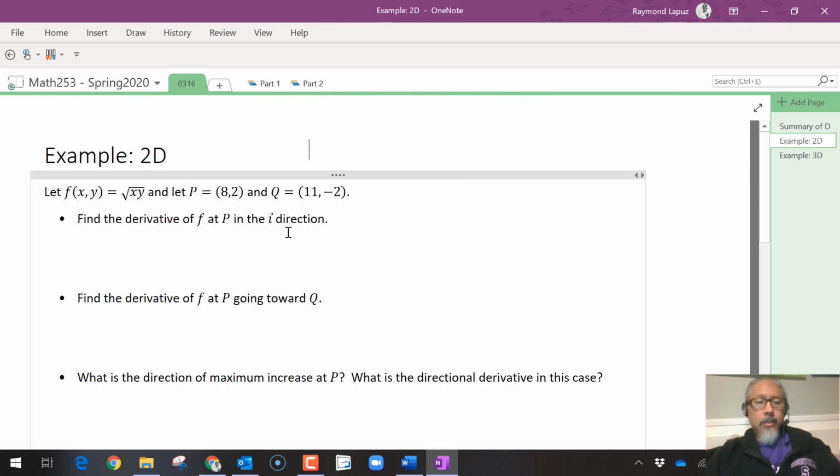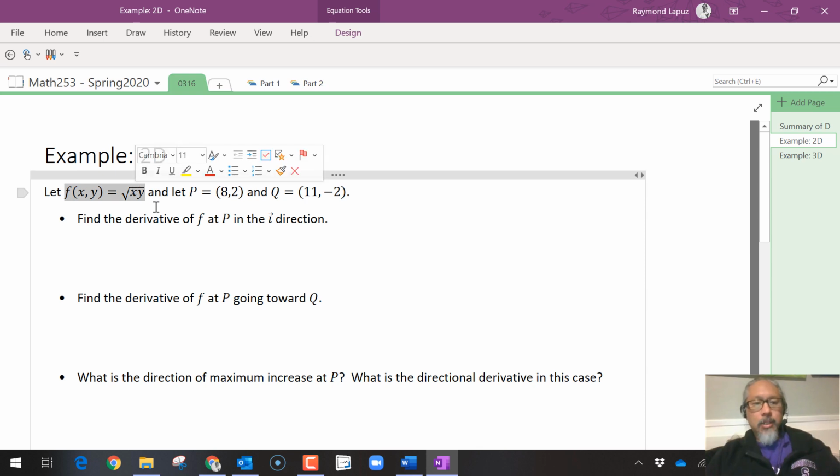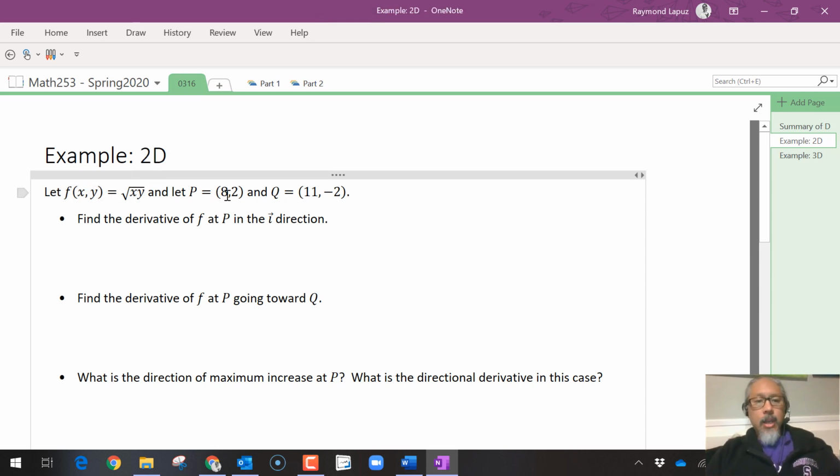Alright, let's take a look at a two-dimensional example. Here we have a function z, or f of x, y, equal to the square root of x times y. And then we have a point (8, 2), which is assumed to be on the surface. So if we want the z component, we can just plug that in and find it later. Let's take a look at the questions they're asking here. They want us to find a derivative of f in the i direction.